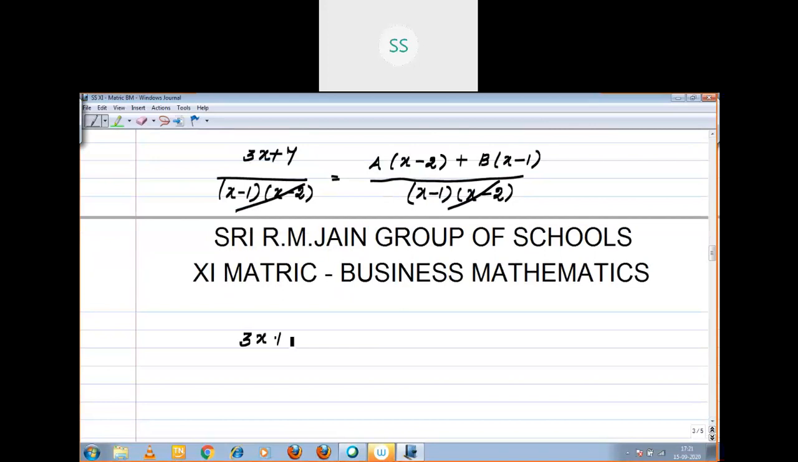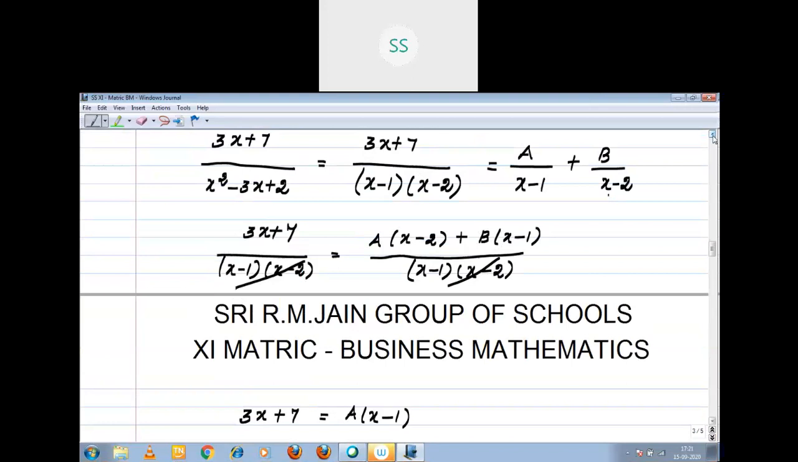Now it exists in the format 3x plus 7 equal to a into x minus 1. Sorry, a into x minus 2. Am I right, children? Yes or no? Yeah. a into x minus 2 plus b into x minus 1.